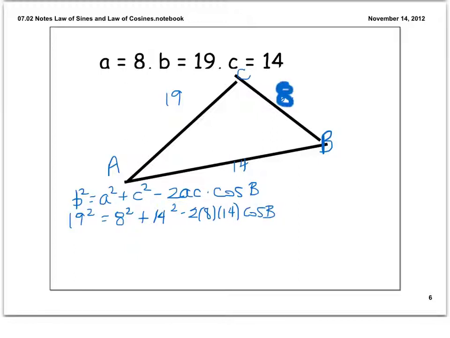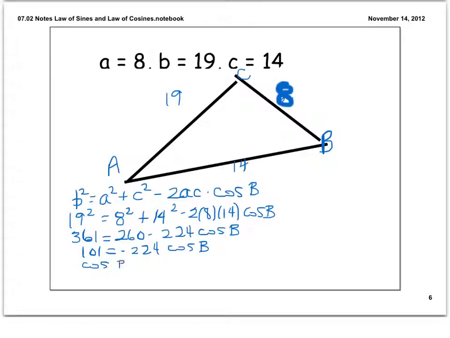After some numerical computations, we'll end up with 361 equals 260 minus 224 times the cosine of B. Remember to respect your order of operations. You cannot subtract 260 minus 224 here. This 224 is being multiplied by the cosine of B. So subtracting 260 from both sides, we have 101 equals negative 224 times the cosine of B, which means that the cosine of B is negative 101 divided by 224.